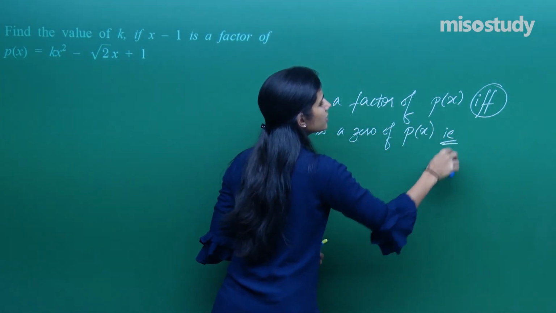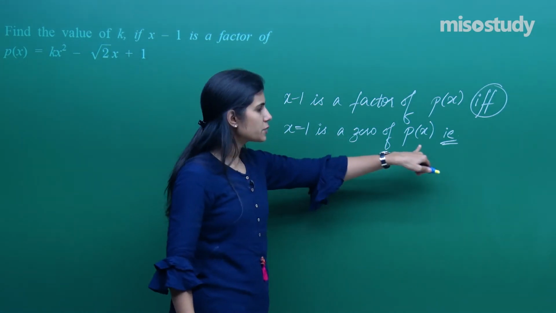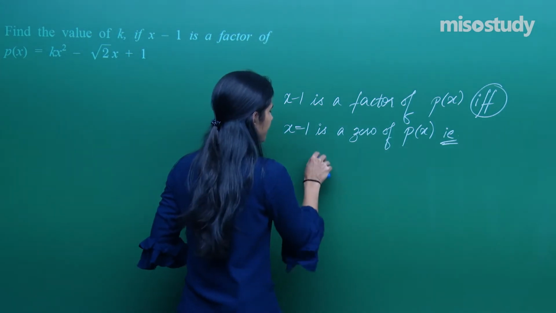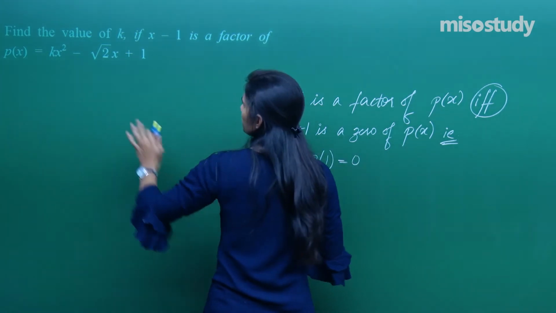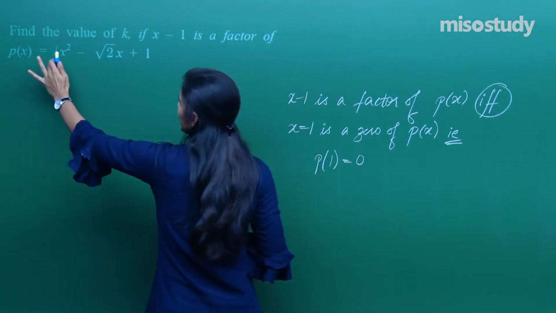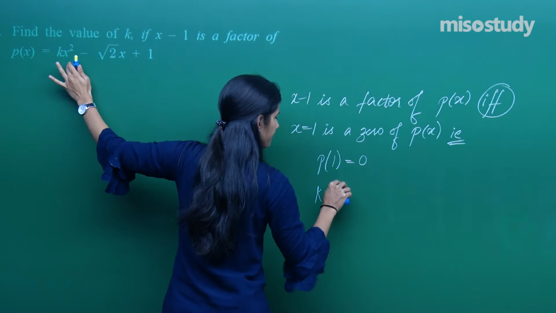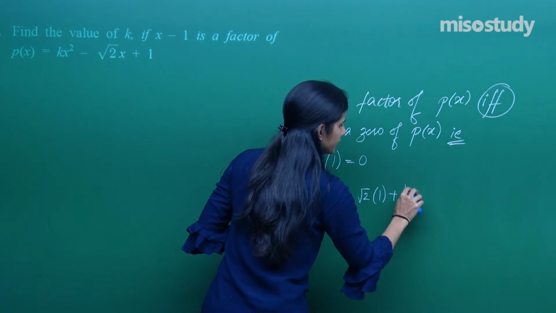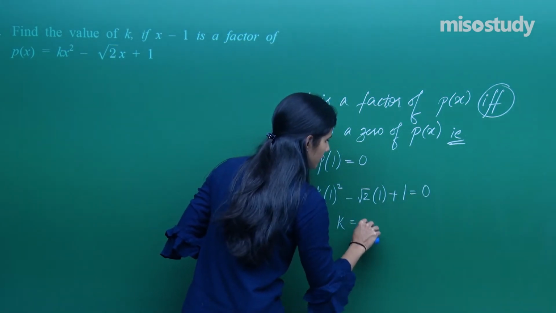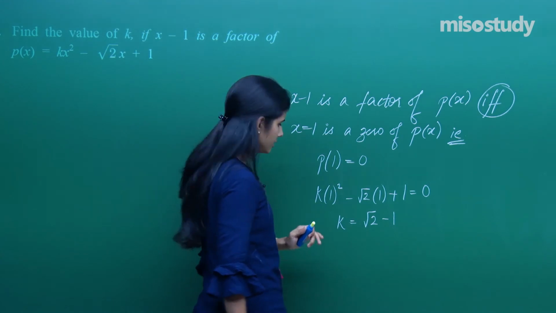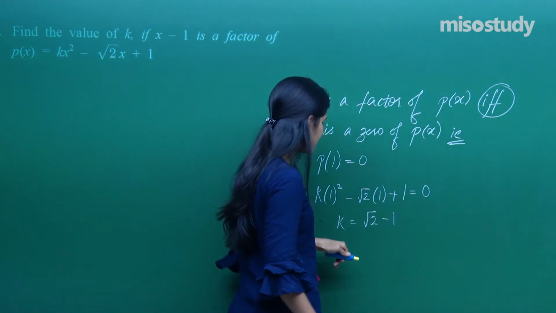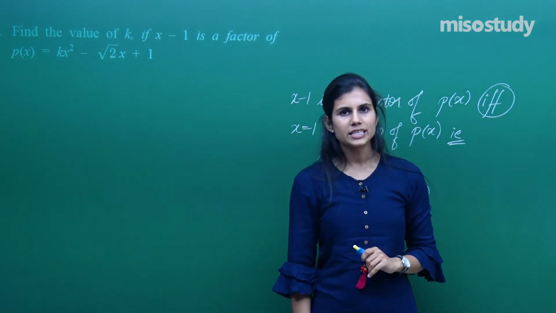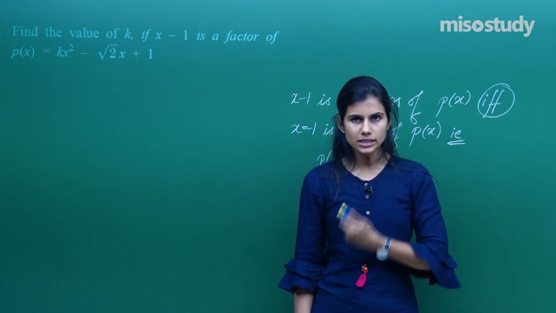That is, by factor theorem, x equals 1 is a 0 of p(x) means in place of x when I put 1, p(x) will become 0. That is, p of 1 is 0. If p(x) is this, what is p of 1? It will be k into 1 square minus root 2 into 1 plus 1 equals 0. That means k equals root 2 minus 1. Right? If k minus root 2 plus 1 is 0, that means k is root 2 minus 1. You have, by factor theorem, found the value of k such that x minus 1 is a factor of p(x), or x equals 1 is a 0 of p(x).